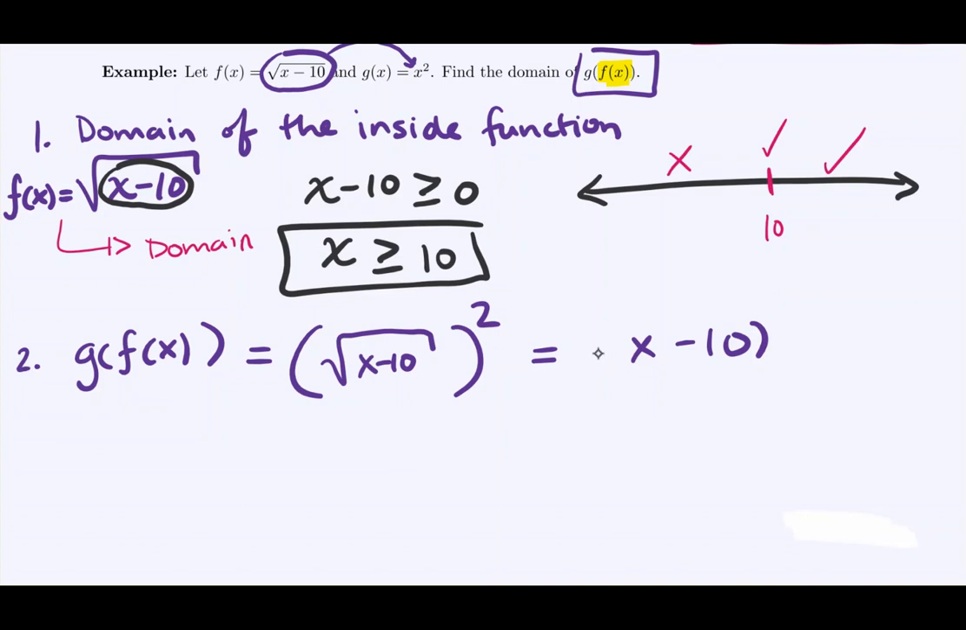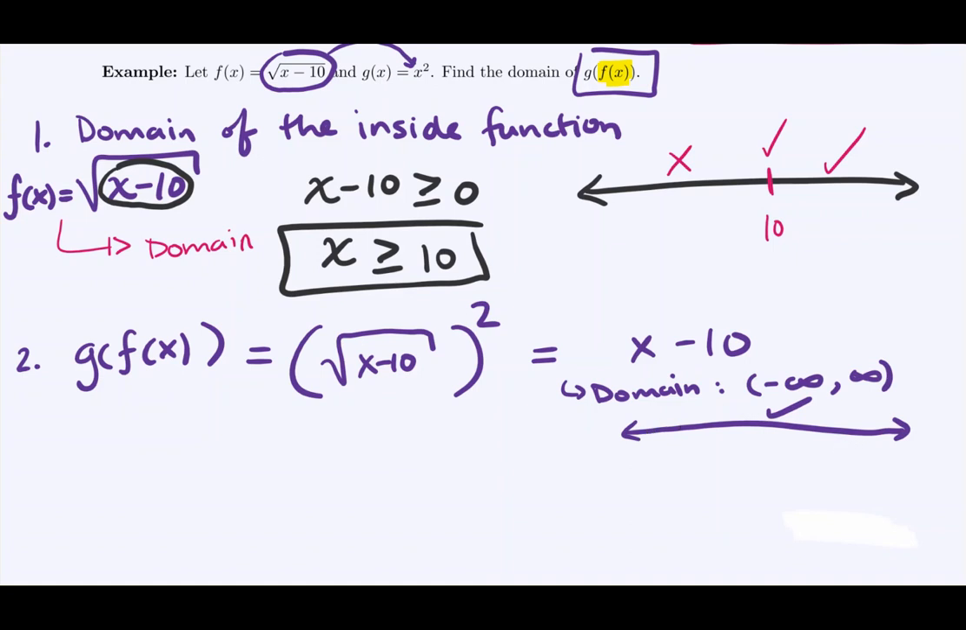And this resulting function x minus 10 is just a straight line. Okay, it has no domain restrictions. Its domain is everything. We also know that because it's a polynomial, the domain is everything, so its domain is negative infinity to infinity. And if you were to show that on a number line, everything would be okay.